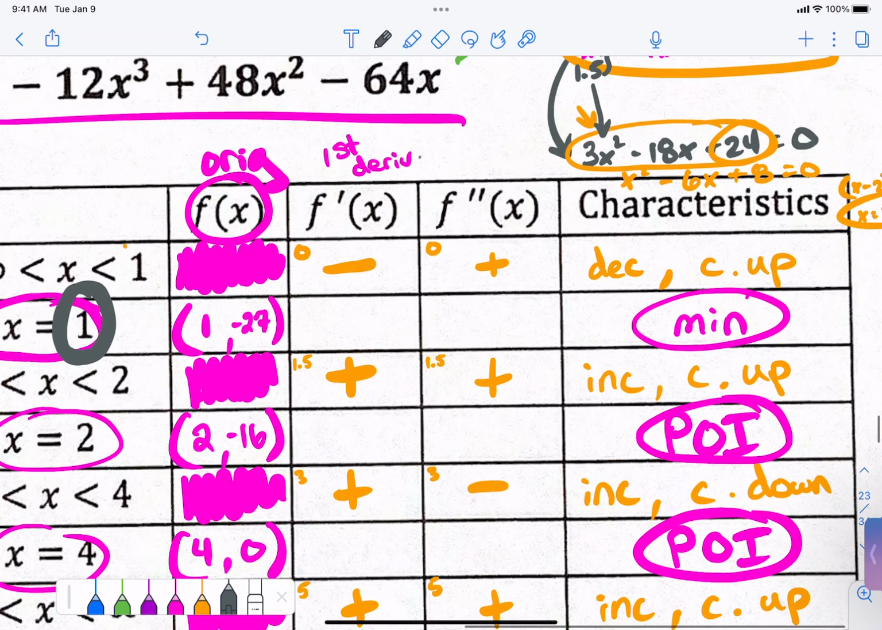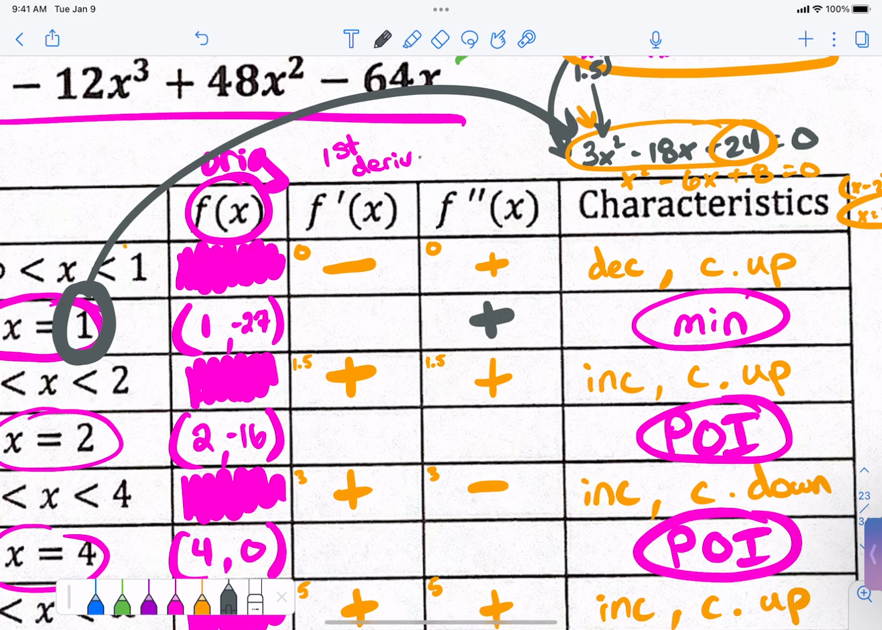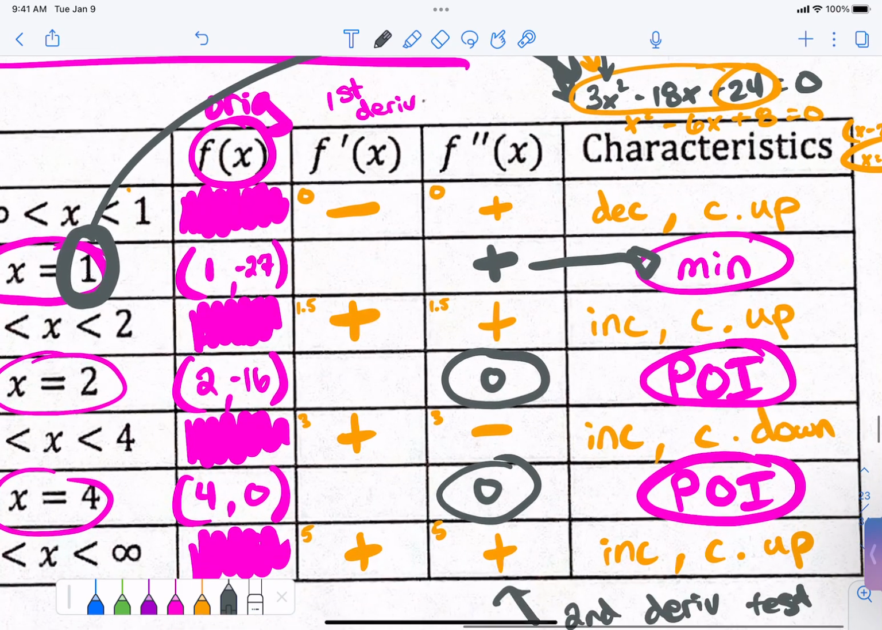So if I plug 1 into my second derivative, 3 minus 18 plus 24 is 9, which is plus. Plus means he is a minimum, minus meant max, and 0 meant he was a POI. If I plugged the other numbers into the second derivative, I would get 0, because they are neither maxes nor mins, they are POIs. That's what the second derivative test told me.